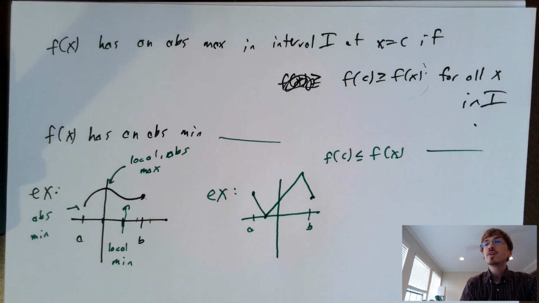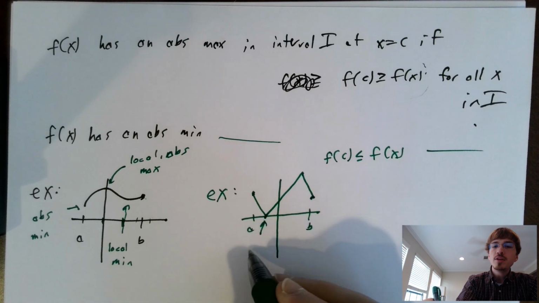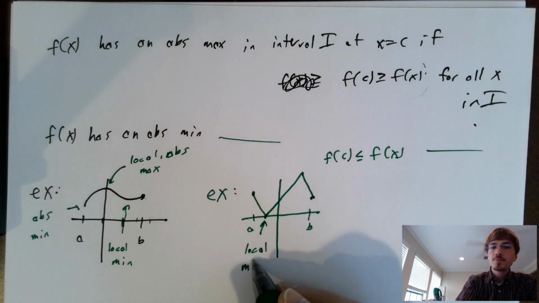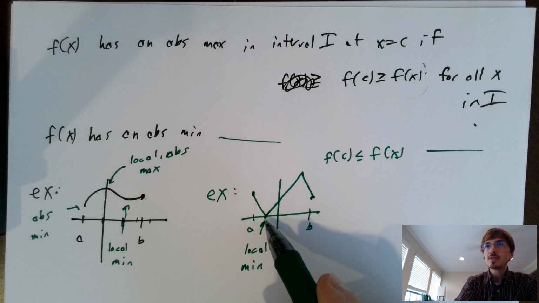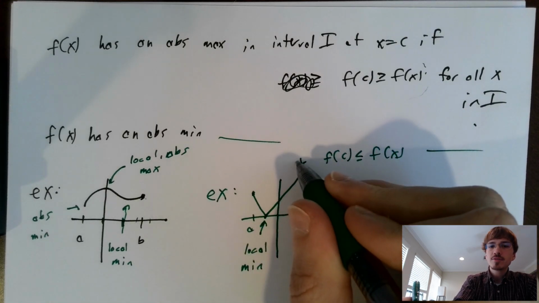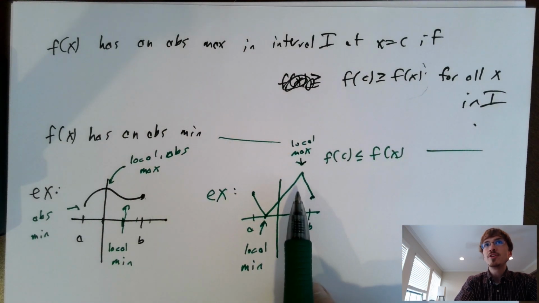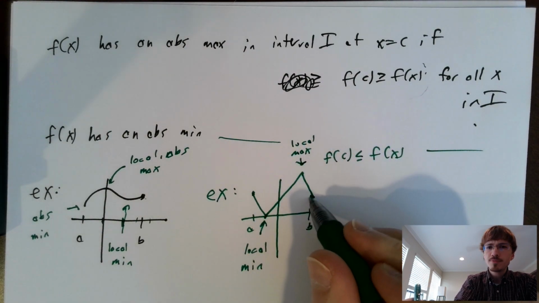So, pause the video, try to find the locations of the local minimums, local maximums, and the absolute min and absolute maxes. Give it a shot. Alright, so I see that my local min will be here because it's the smallest function value in a little open neighborhood around the point. Here is my local max, because it's the largest value around on a neighborhood around the point.